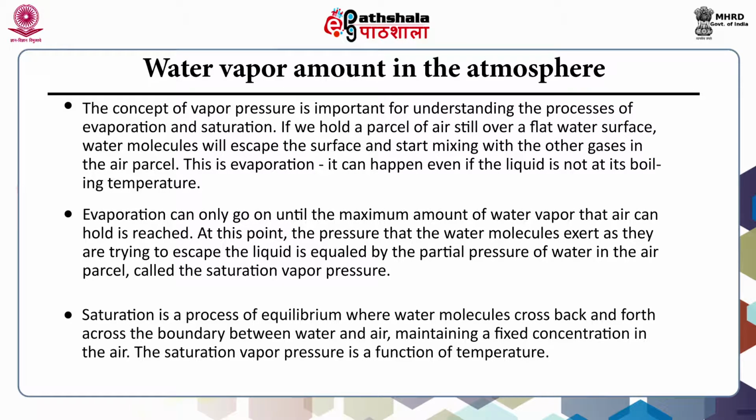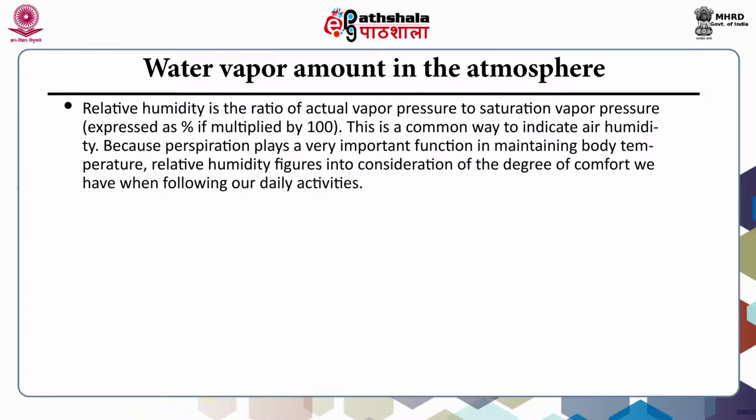Saturation is a process of equilibrium where water molecules cross back and forth across the boundary between water and air, maintaining a fixed concentration in the air. And the saturation vapor pressure is a function of temperature. We can also measure the water vapor by relative humidity. It is the ratio of actual vapor pressure to saturation vapor pressure, which is expressed as a percentage if we multiply by 100. This is a common way to indicate air humidity. Because perspiration plays a very important function in maintaining body temperature, relative humidity figures into consideration of the degree of comfort we have when following our daily activities.